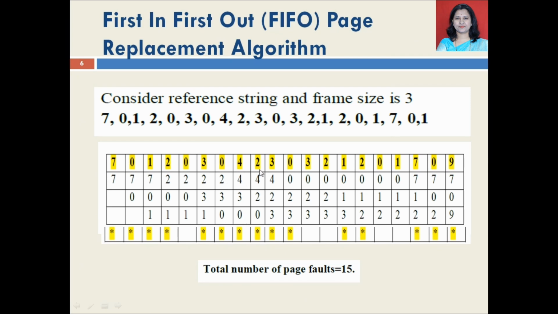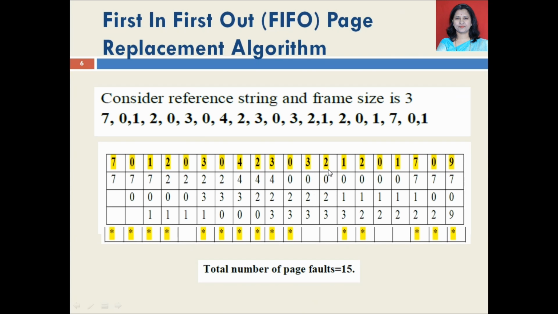To place the 2, 3 will get replaced and 2 will get placed over there. So it will become 4, 2 and 0. To place the 3, 0 will get replaced and 3 will get placed over there. Now to place the 0, again 4 will get replaced and 0 will get placed over there. So it will become 0, 2, 3. We have to place 3 now, but 3 is already there, so there will be no page fault. It will be as it is.